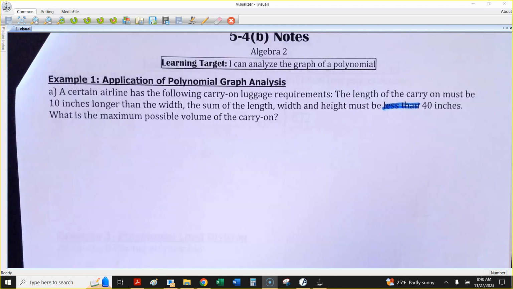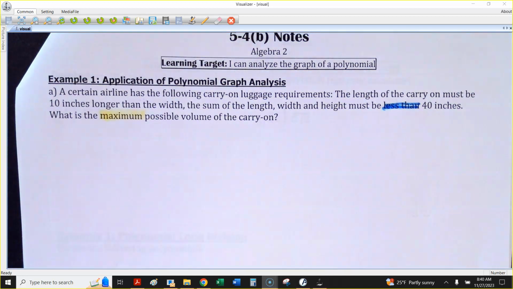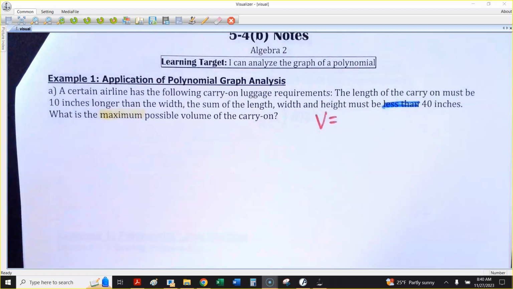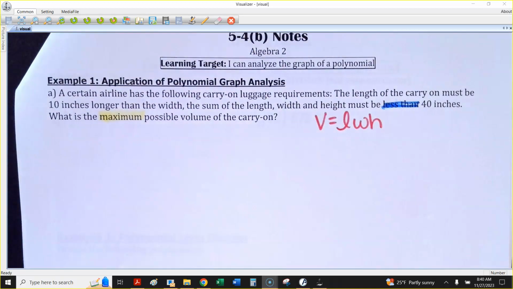Okay, if you see a maximum or minimum, if you remember what we were doing right before Thanksgiving break, we were looking at relative maximum and minimum. So if it asks you for a maximum, this is going to be related to a relative maximum on the graph. Okay, so we're going to try and translate this into an equation, and it's going to be a little bit of a geometry throwback here. Unless it says otherwise, you assume that the carry-on luggage bag is going to be a rectangular prism, like from geometry. So volume is length times width times height, just in general.